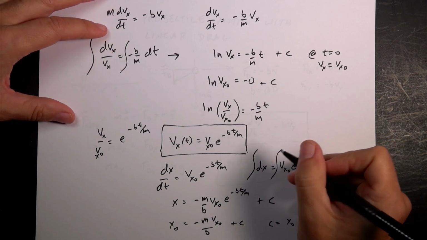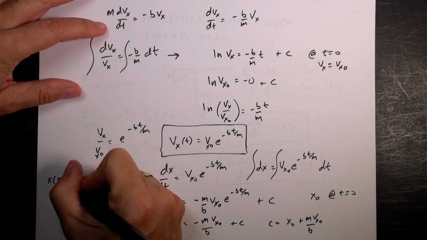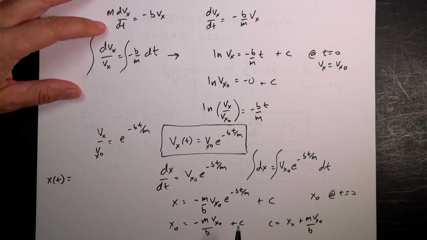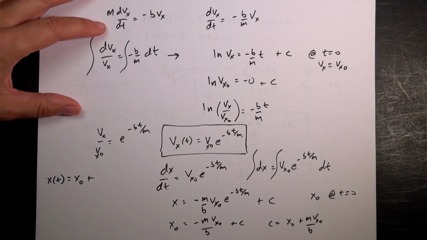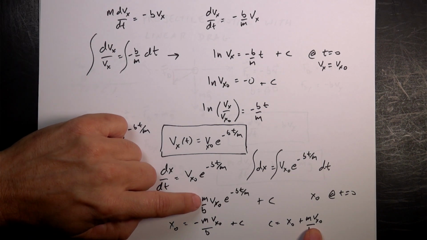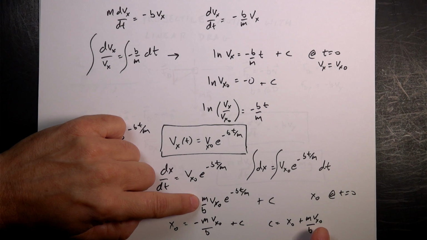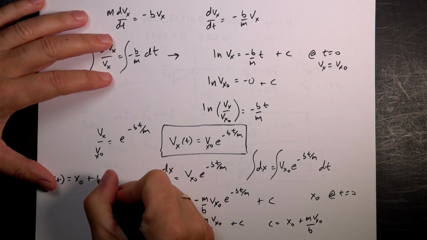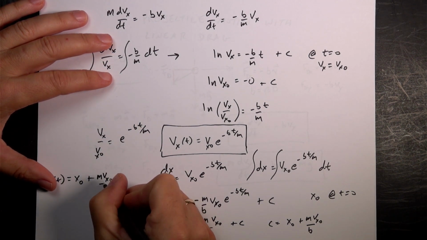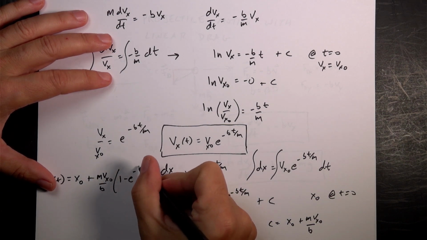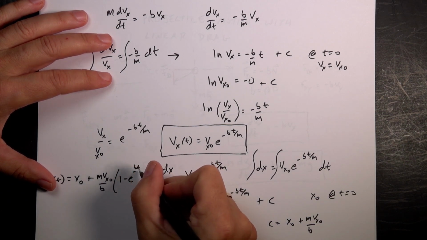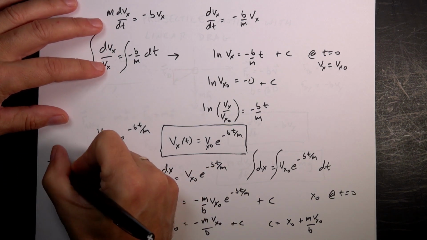So now I can put in my x equation, x as a function of t, it's going to be equal to this stuff, x0 plus, I'm going to factor this out, so I get m vx0 over b times 1 minus e to the negative bt over m. Box it.